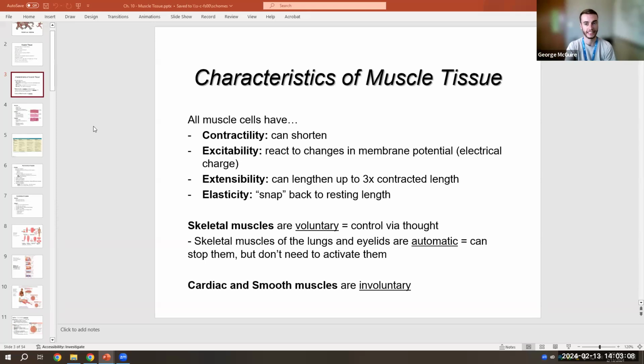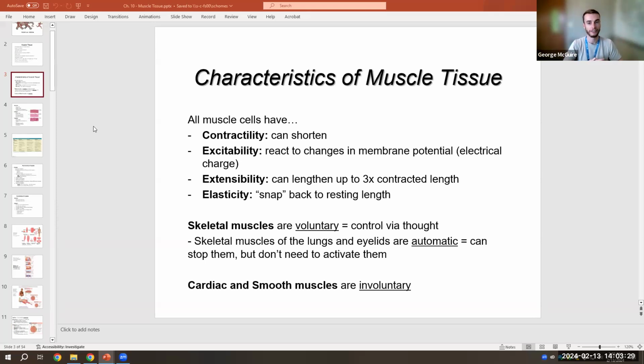They all have extensibility, meaning that they can stretch. And you'll see based on the formation and structure of the thin and thick filaments and the titin filament specifically, how that would allow for that stretching. So these muscles, the organ itself, can stretch up to 3 times its resting length.